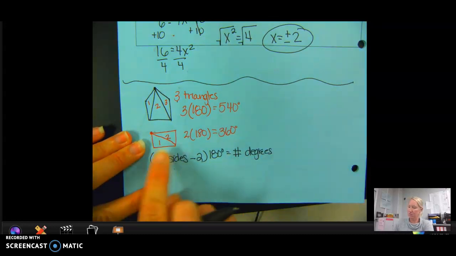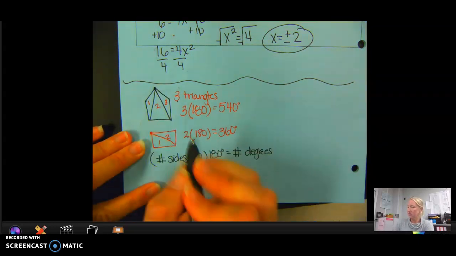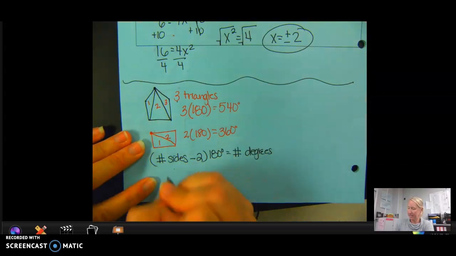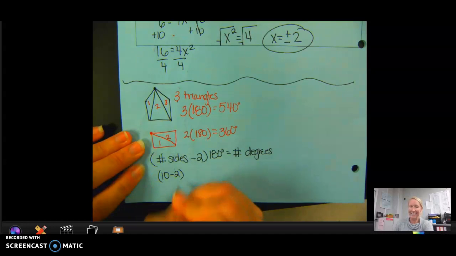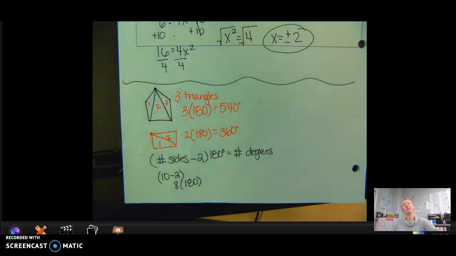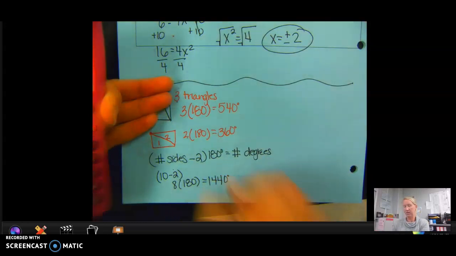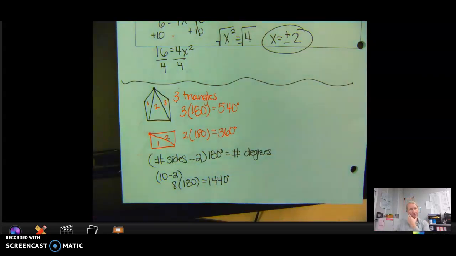It's always minus 2. 2 less. 2 triangles, 4 sides. 3 triangles, 5 sides. So let's say I had a 10-sided figure, so a decagon. If I subtract 2, that means that I will get 8 triangles in it. Each of those 8 triangles has 180 degrees. So I do 8 times 180, 1,440. So it would have 1,440 degrees in that decagon.